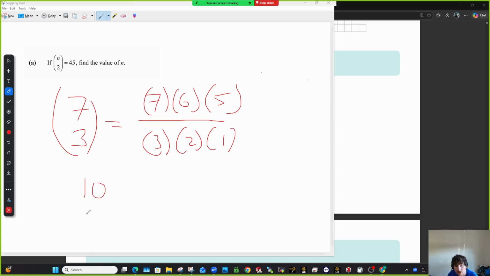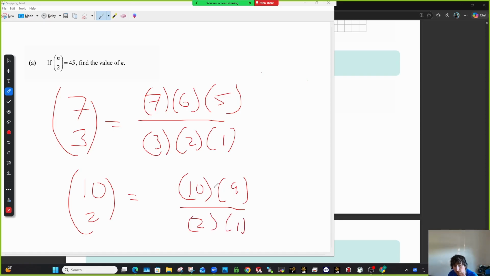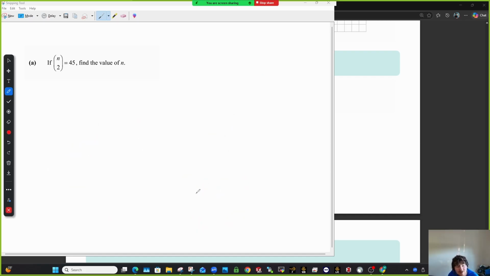I'll do another one here. 10 choose 2. All that is 10 times 9 and you stop, and then you write 2 factorial on the bottom. So that's, what's that? That's 90 divided by 2, 45. So 10 choose 2 in your calculator, it'll work out as 45. Okay. So let's do this here. I hope I haven't accidentally done what the question is there. I think I might have. Okay, so that's complete chance.